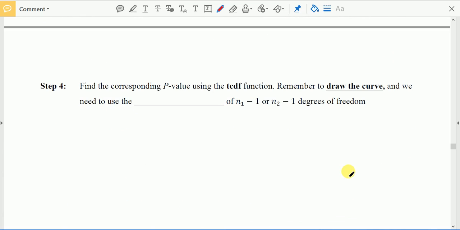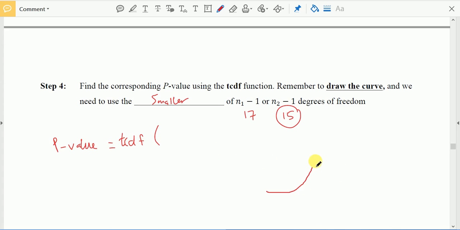Now for the degrees of freedom, we have to take the smaller value of the two. So n1 minus 1 is 17, or n2 minus 1 is 15, so we take the smaller one, 15. So the p-value is going to be equal to tcdf.